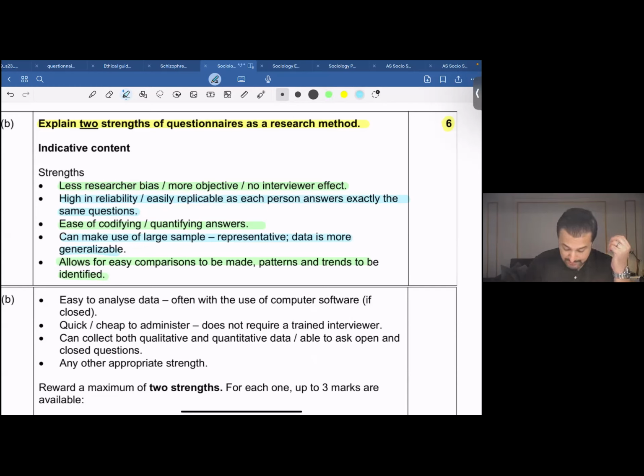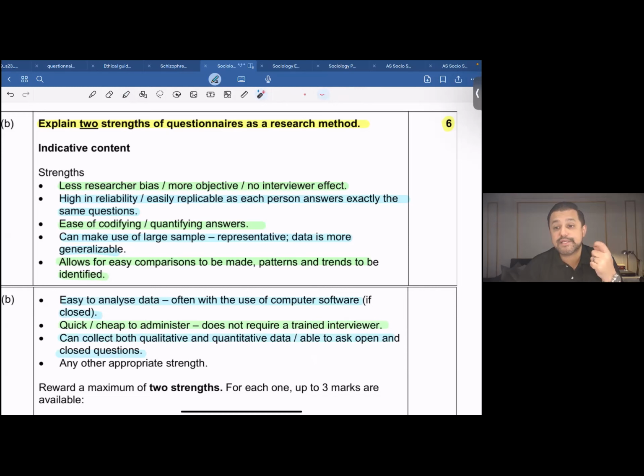Taking it ahead, they are easy to analyze, often with the use of a computer. They're quick, cheap to administer, and do not require a trained interviewer. Now, this last point that I just read, this is when you're talking about using a questionnaire as compared to using an interview. The next point, you can collect both qualitative and quantitative data. You might be able to ask open and closed questions both. So there are numerous advantages, numerous strengths. Just choose any two that you know you'd be able to develop on according to the CAIE criteria, so that you do not end up losing marks.